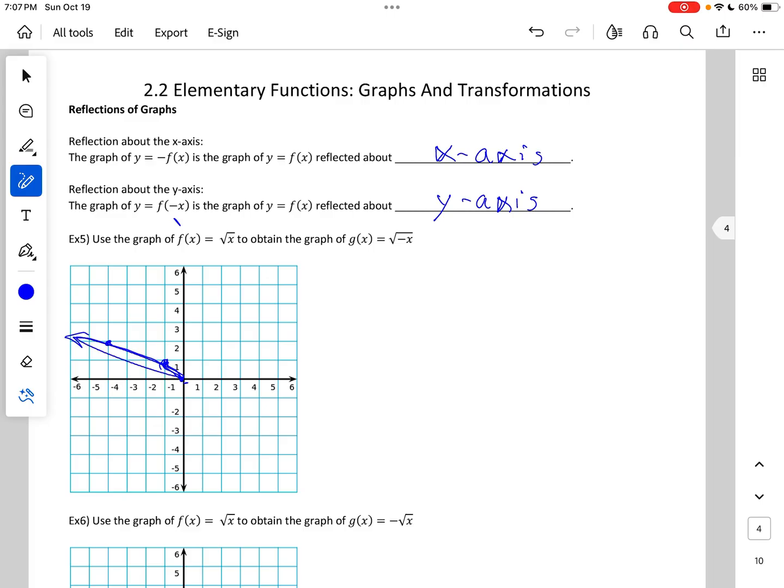Let's see if I can get that last one off. No, it doesn't like my erasing there. So interesting how this erases.